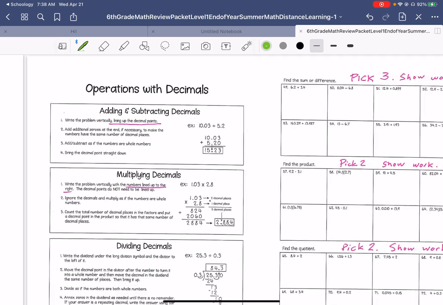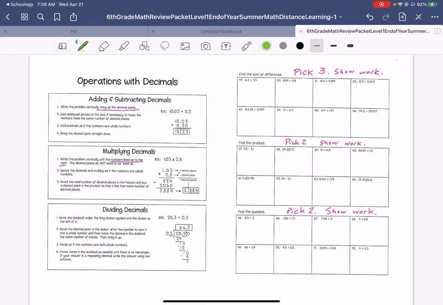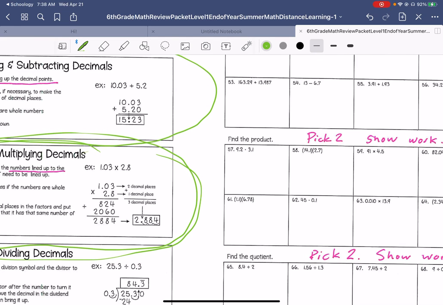Add, subtract, multiply, divide. Remember, if you're watching this video, you could pick 2 instead. But lining them up, directions are all over here. Line them up for adding and subtracting. Multiplying, count how many decimal places there are, and then multiply it as if it's a whole number. All right, 1 decimal place, 2 decimal places. I'm going to put 2 decimal places, and now I have 92 times 31.